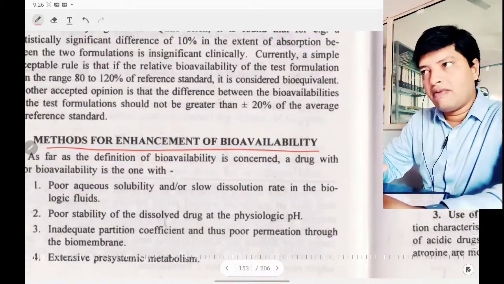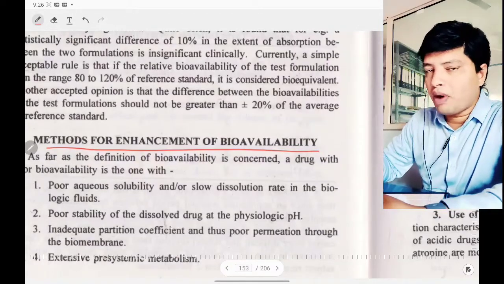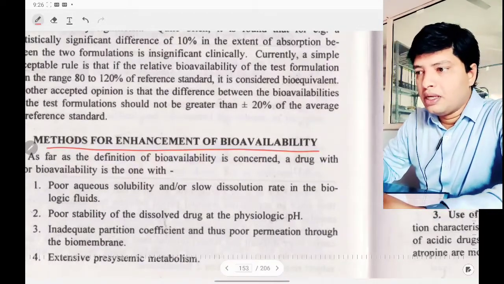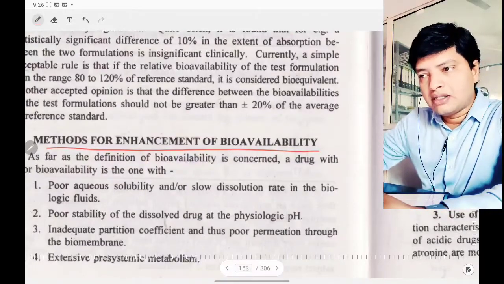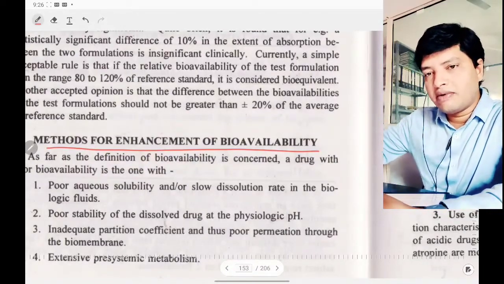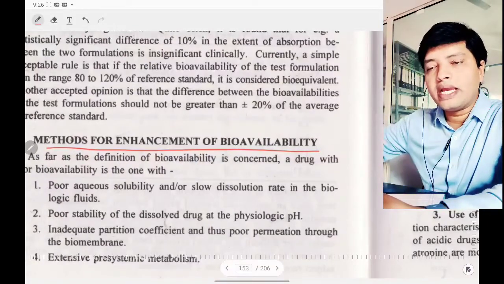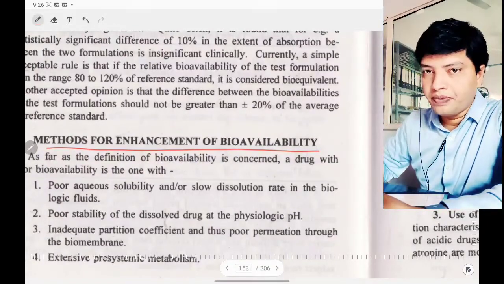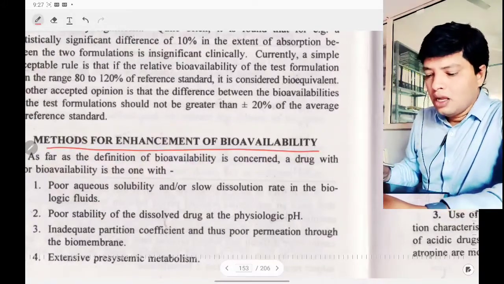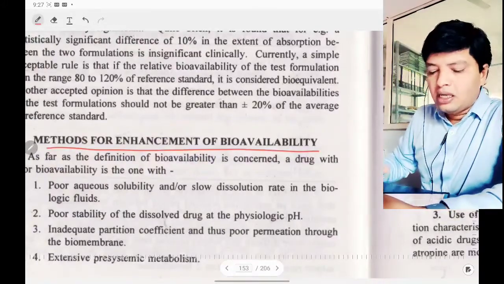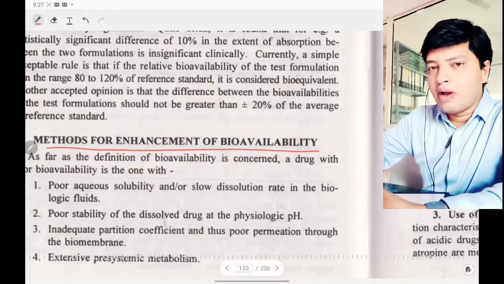Here we have two scenarios. Either you have a problem with the bioavailability, or your product is not bioequivalent to the innovator product. In such a case, what do we have to do? In such a case, we can go for the enhancement of bioavailability.